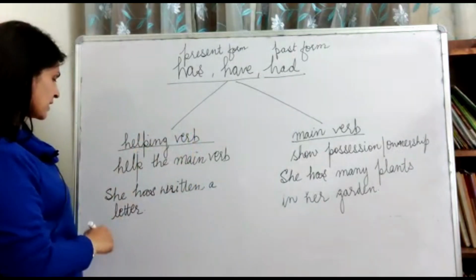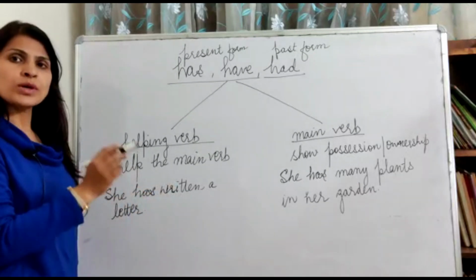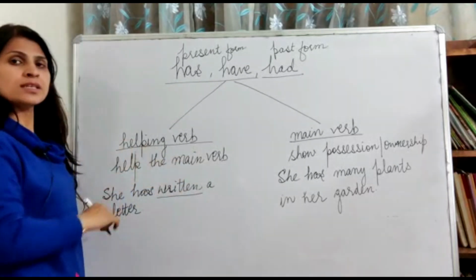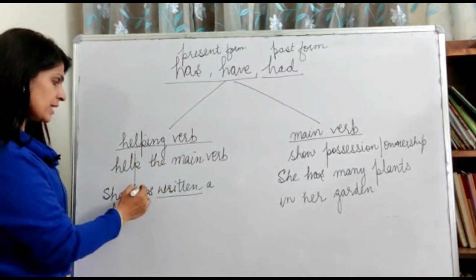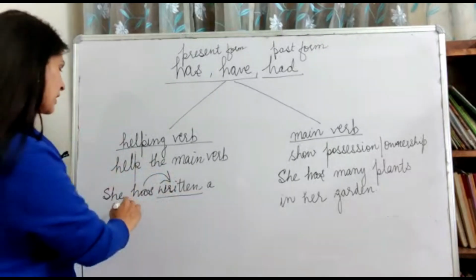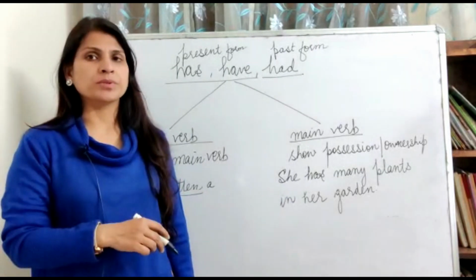Like we have the sentence here, she has written a letter. What is the main verb here? The main verb here is written, and has is helping this main verb. It is helping the main verb to form the tense of the verb.